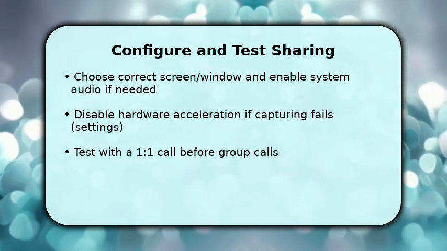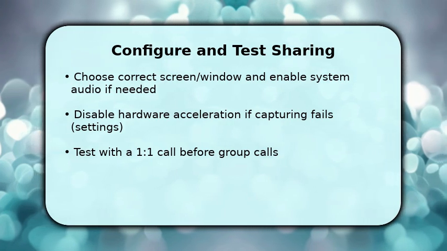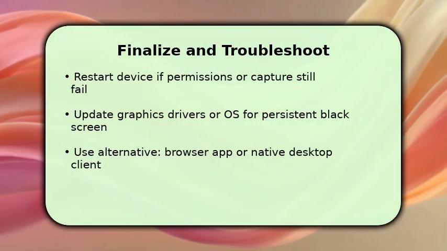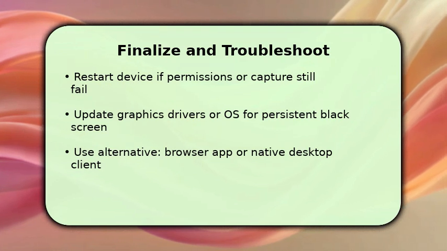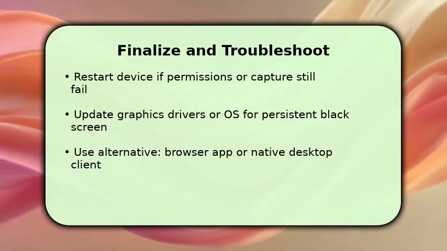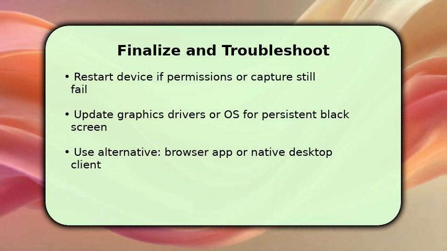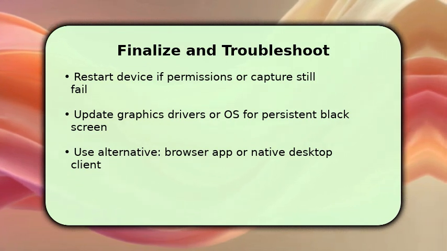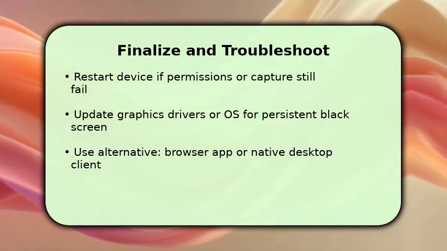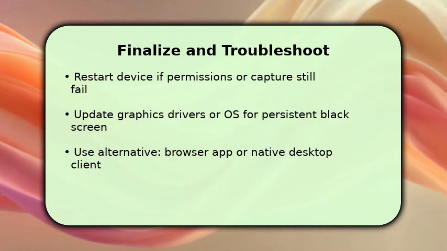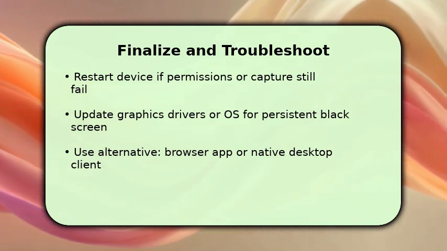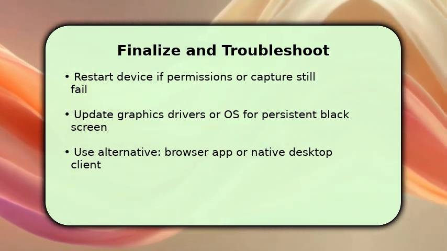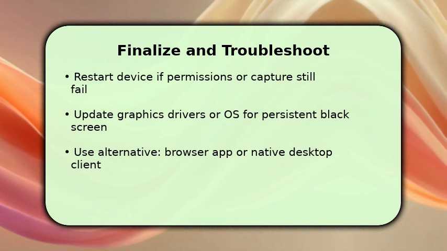To finish, start your call and initiate screen sharing deliberately. Pick the intended monitor or app window, then click Share. Make sure notifications are paused to avoid interruptions. If sharing still fails, restart your device to clear lingering locks. For persistent problems, update graphics drivers or install OS updates because outdated drivers often cause black or blank shares.